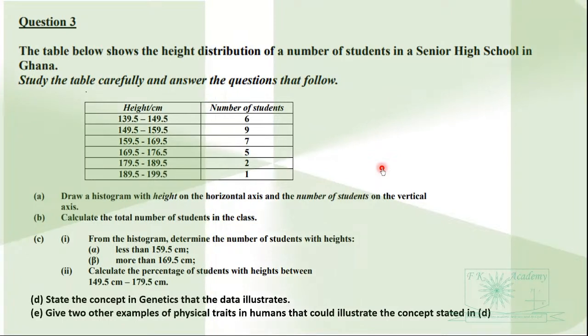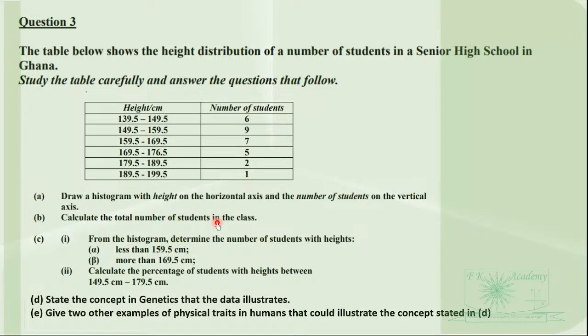The table below shows the height distribution of a number of students in a senior high school in Ghana. Study the table carefully and answer the questions that follow. Draw a histogram with height on the horizontal axis and the number of students on the vertical axis. So let's draw the histogram.